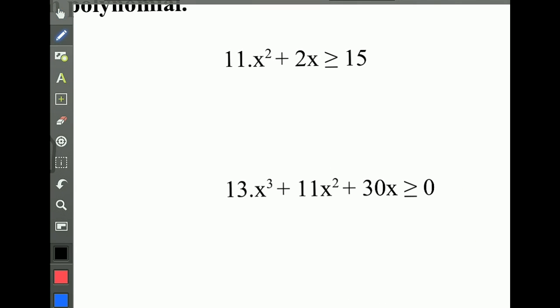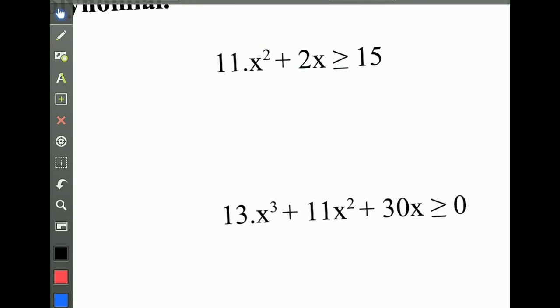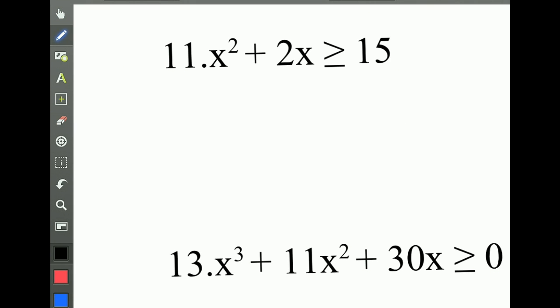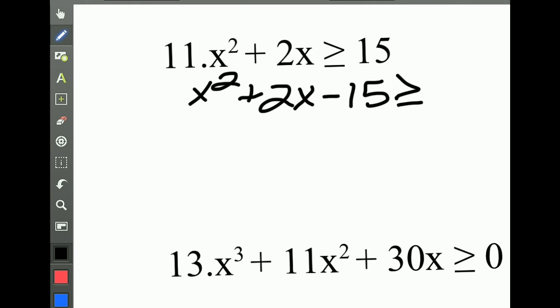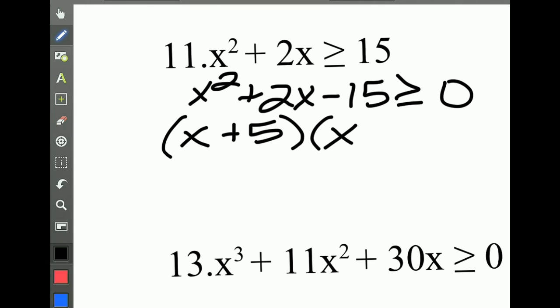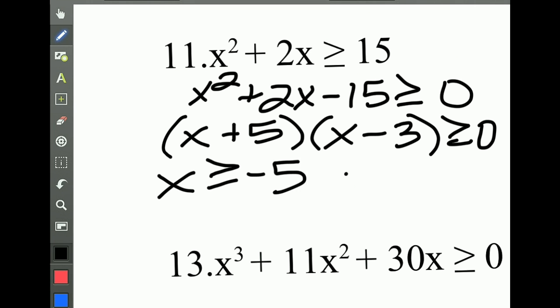Number 11, even with inequalities, they end up being the same way. So you would still need to move that 15 over to the other side. It's going to look very similar to the problem we just did. So you'll have x squared plus 2x minus 15 is greater than or equal to 0. Factor both to get x plus 5 and x minus 3 is greater than or equal to 0. You're setting those both now equal to, greater than or equal to 0, not just equal to 0. So x is greater than or equal to -5, and x is greater than or equal to 3.